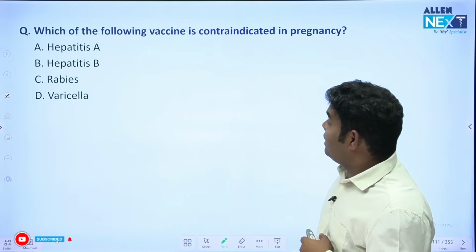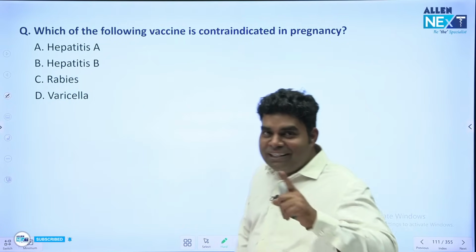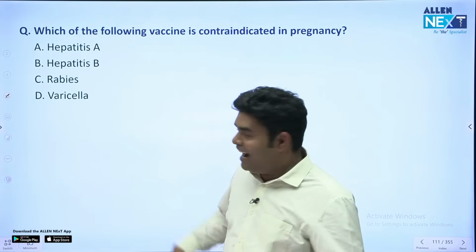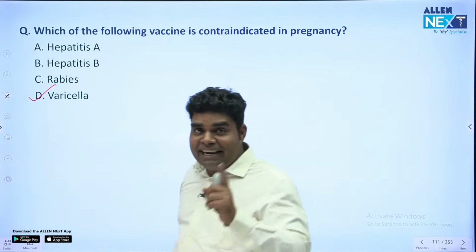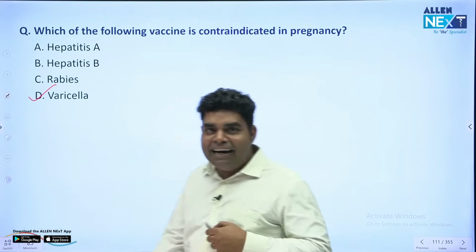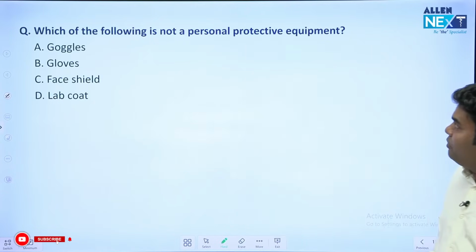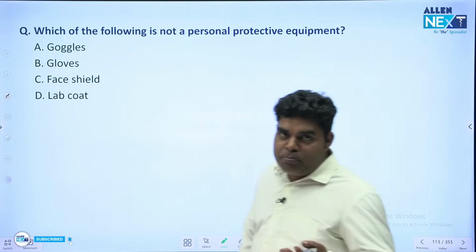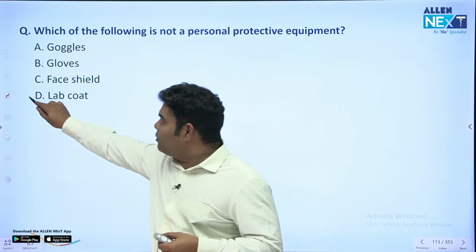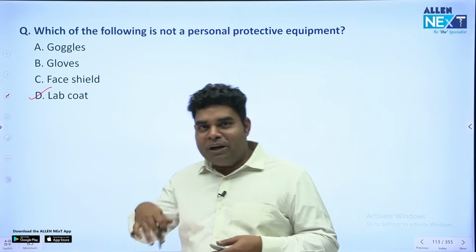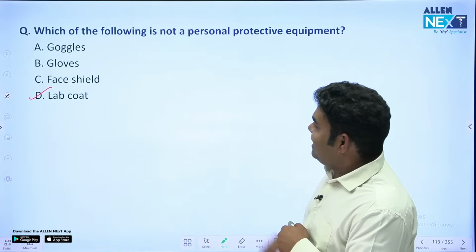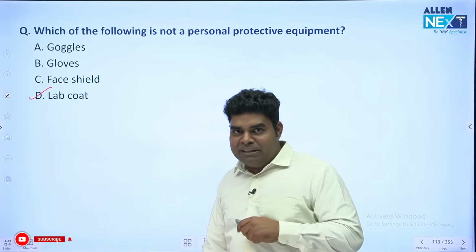Which of the following vaccines is contraindicated in pregnancy? So all the live vaccines are contraindicated, and we just discussed varicella is a live vaccine, so you will not give varicella. Which of the following is not a personal protective equipment? So lab coat is not personal protective. Lab coat is added to it. Goggles, gloves, face shield, they are personal protective equipment.